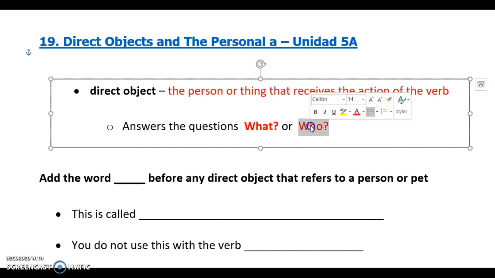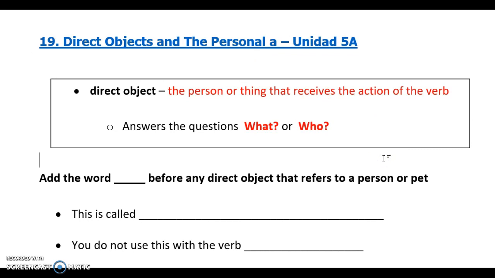So as I just said, like, I gave the pen to my friend. Well, what did I give? I gave the pen. The pen is the direct object. Or I saw my friend. Well, who did I see? I saw my friend. That's my who. So it answers the questions what or who to the verb.